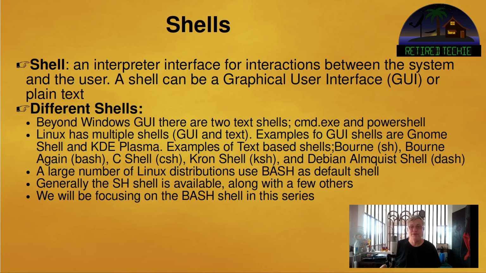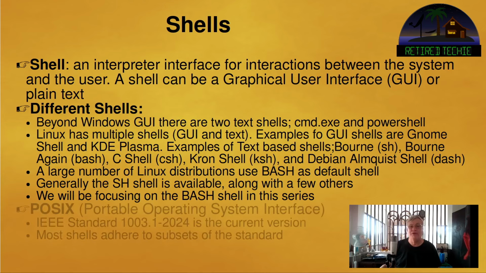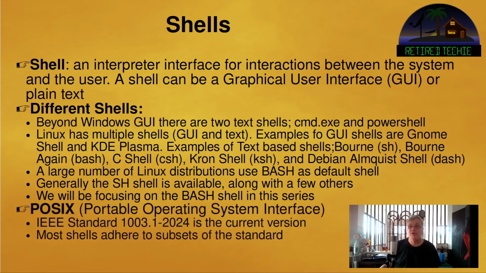And I need to bring up the term POSIX, or Portable Operating System Interface, for this, POSIX. This is the IEEE standard 1003.1. The latest release was in 2024 and is the current version. This is a set of standards for interoperability between various operating systems, and most shells in Linux adhere to a subset of the POSIX standard. In addition to that, they have their own special additions and add-ons, if you will.